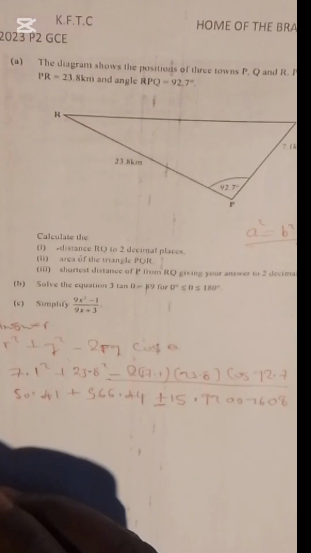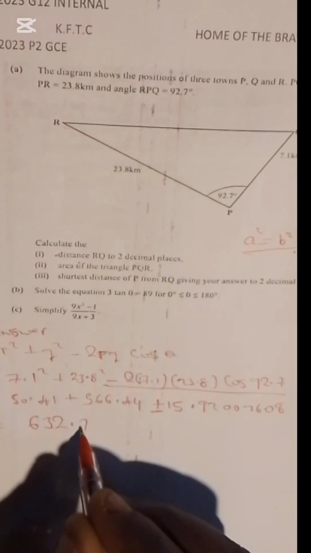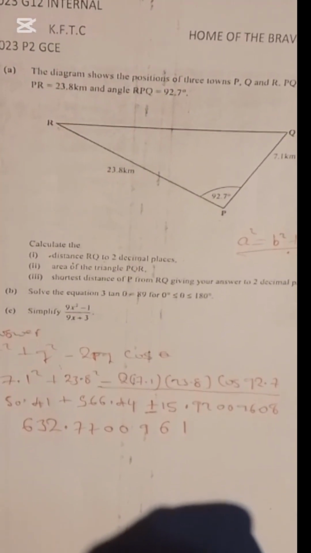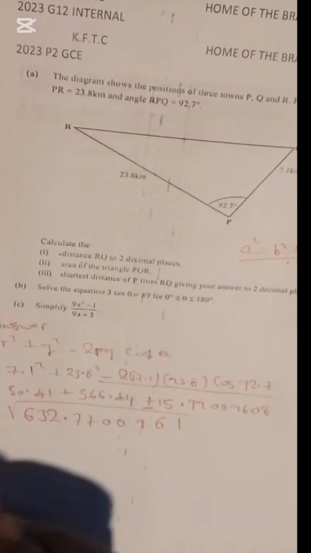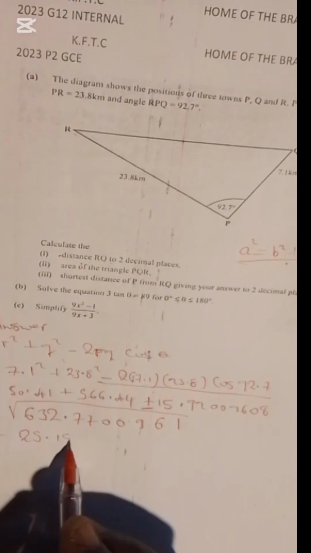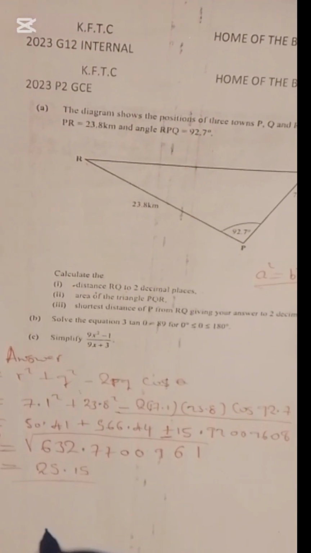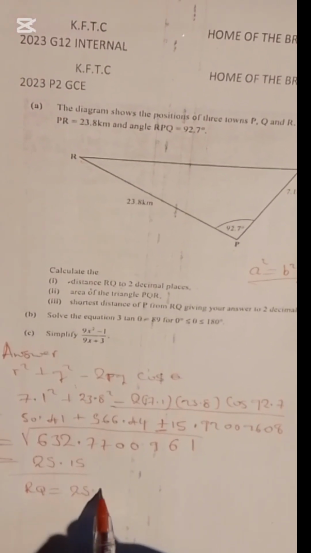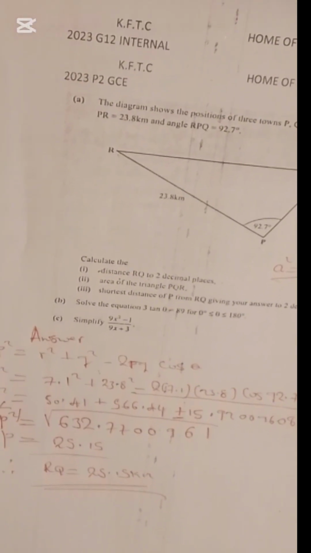So this one has given us P squared is equals to 632.7700961. Now we're not looking for P squared but P. So introduce a square root to both sides. This and this cancel. So P will be equals to 25.15 after you square root. But this is not the answer because the question was asking us to find RQ. So say therefore RQ equals 25.15 kilometers. At that point you get yourself 5 marks.